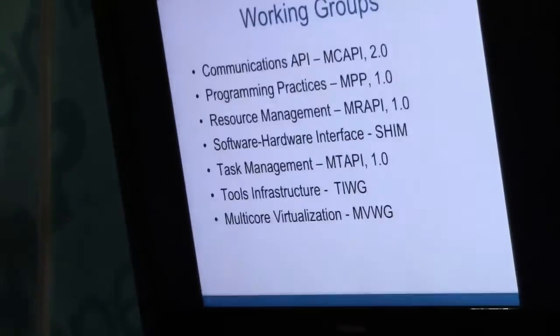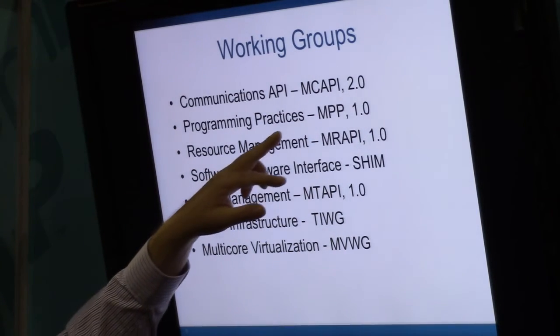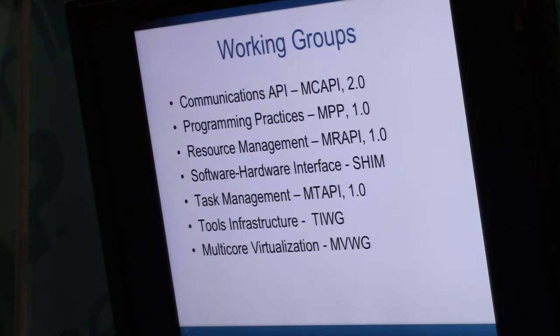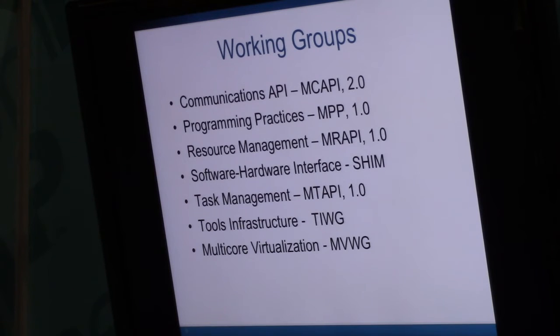So we currently have these working groups. The Communications API has produced version 1 and today version 2, which came out 2.5 years ago. Programming practices has the first guide, and we're now looking at version 2 there. Resource management has version 1, and then we have software-hardware interface, a recently started group. Task management has also produced its first standard. The communications, resource, and task management APIs are the ones that Sunita's efforts are focused on. And we also have a tools infrastructure and virtualization group.